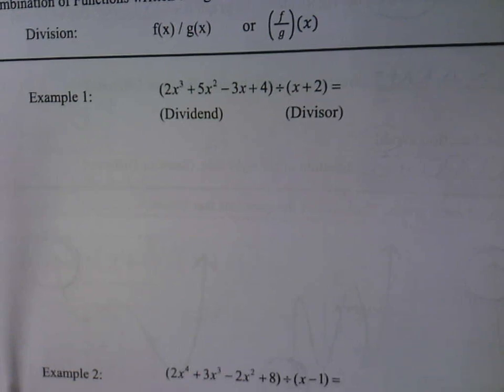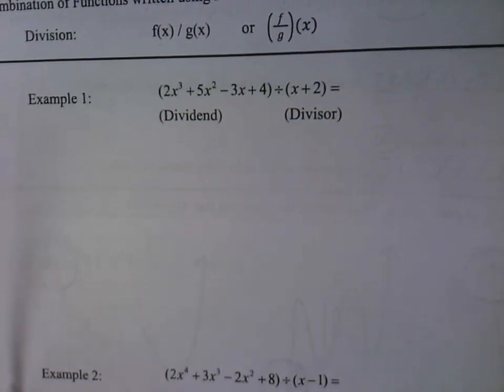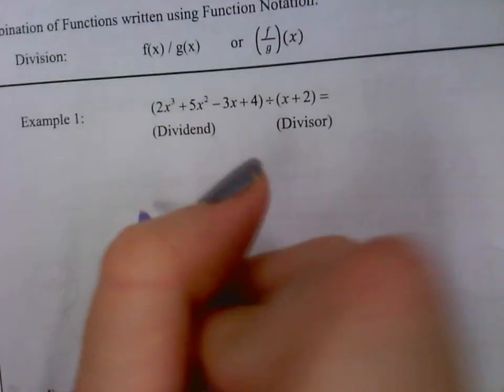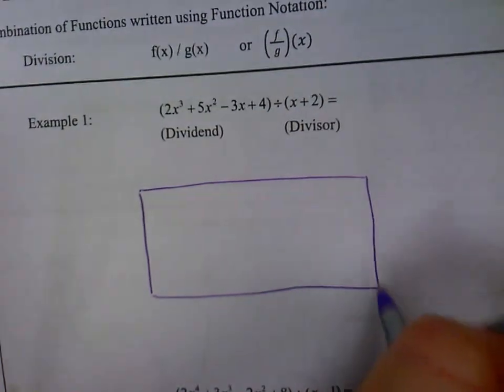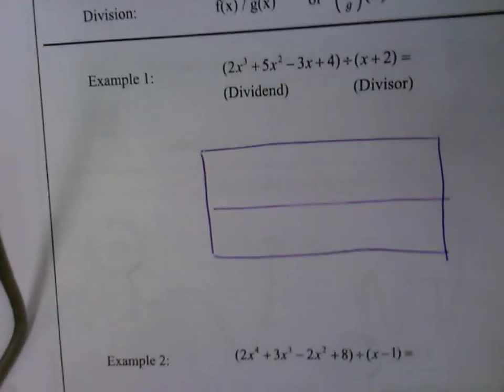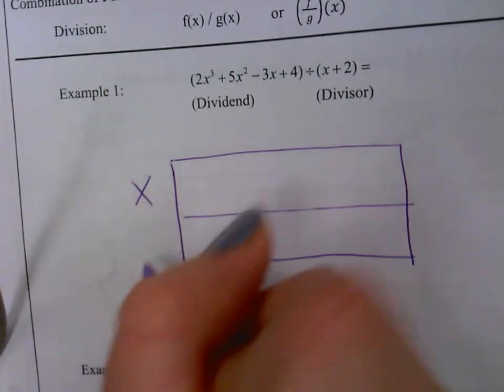You are going to set up a box, and it needs to be a little bit long. I always forget exactly how many boxes I'm going to need, but I know that x plus 2 is going to go down the side.